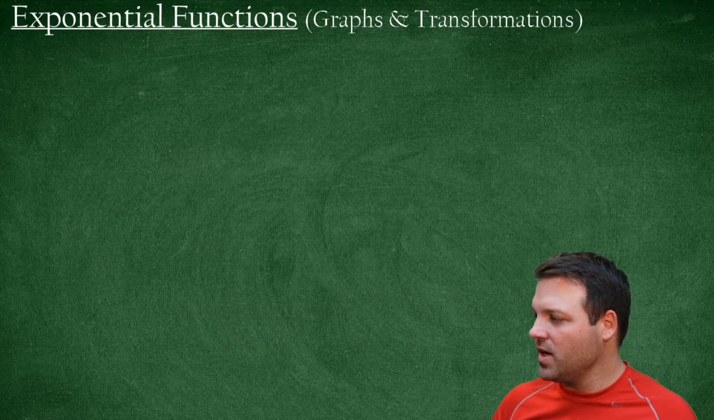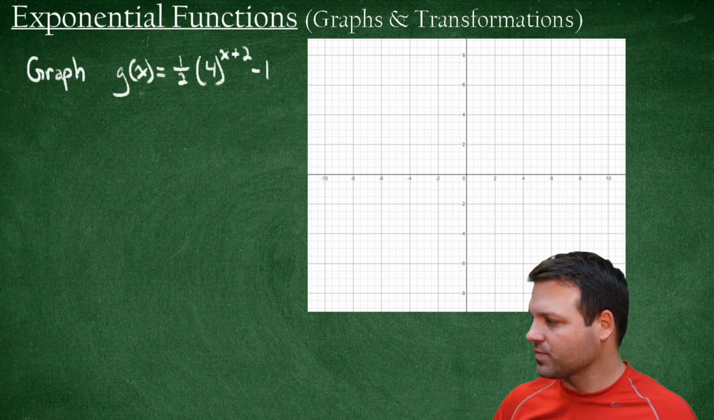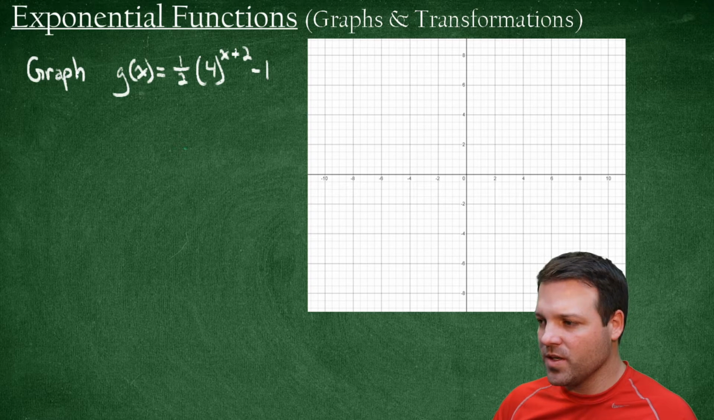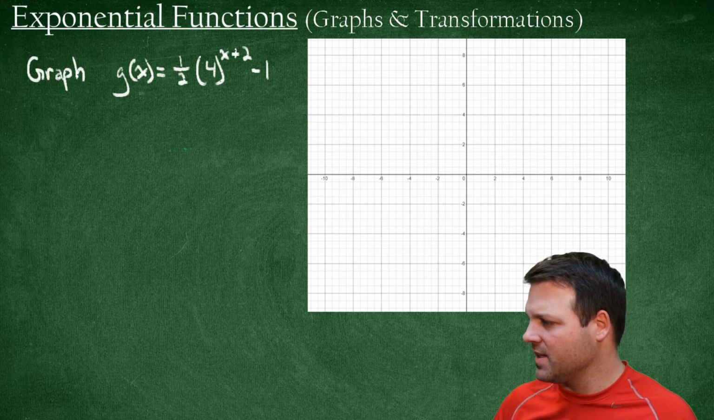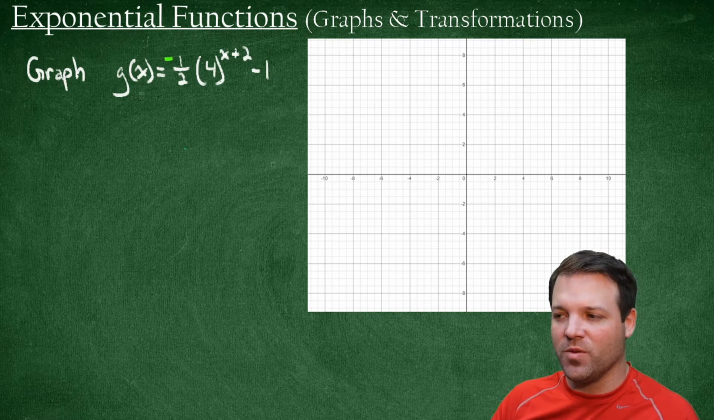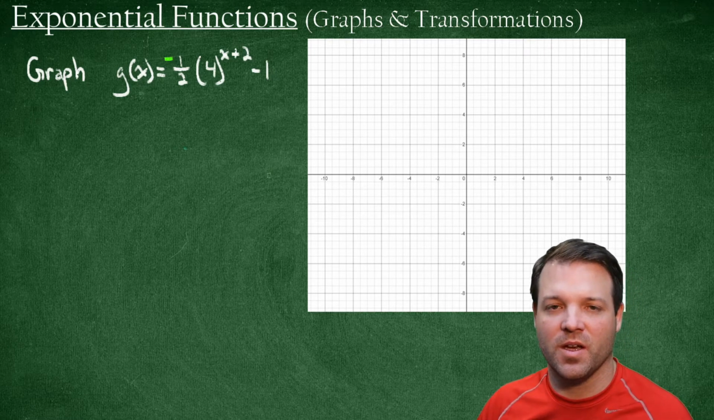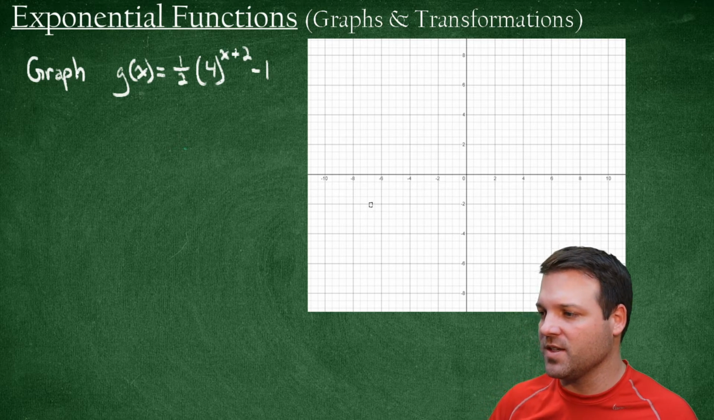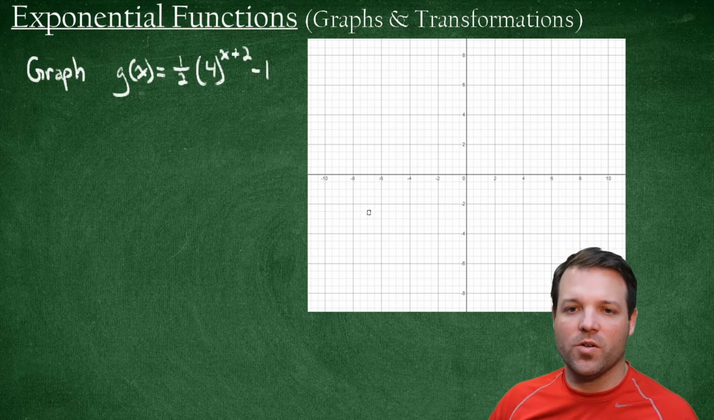Okay, so let's go ahead and do an example. And I kind of threw in as much as I could here. I guess the only thing that I didn't throw into this example was a negative out front, but really that would just flip this thing vertically, or reflect over the x-axis. So how would we go about graphing this?